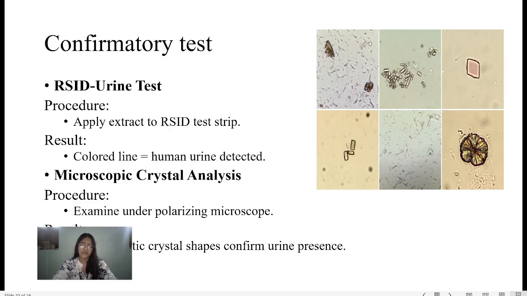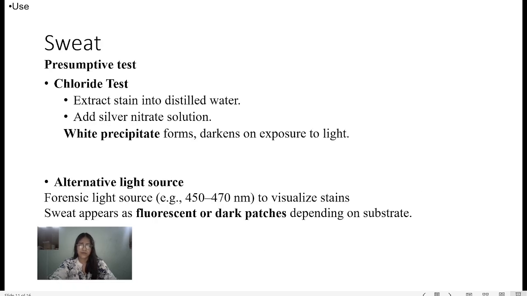Okay, now we are going to study about sweat, the presumptive test of sweat, the chloride test. The principle of this test is that sweat contains a high concentration of sodium chloride, NaCl. So when silver nitrate reacts with these chloride ions, a white precipitate of silver chloride is formed.